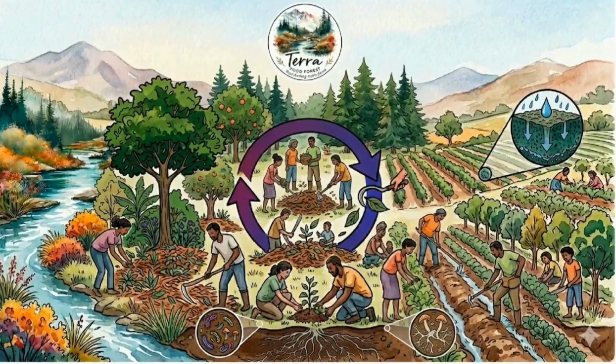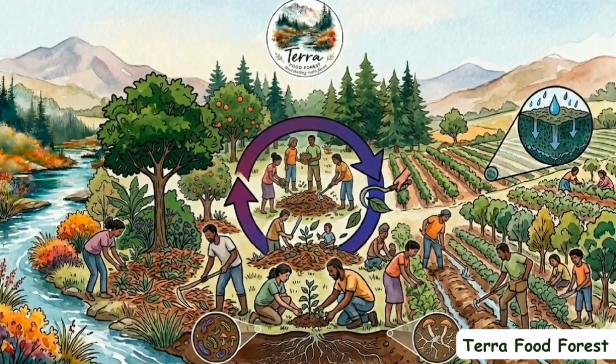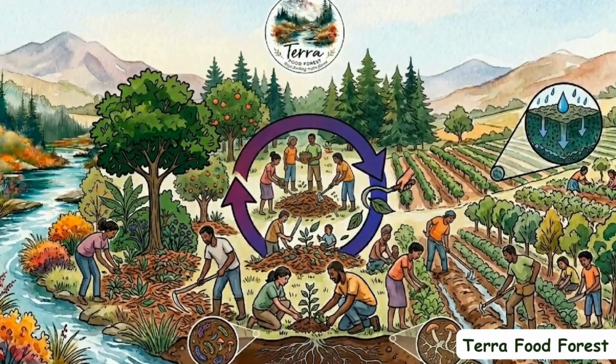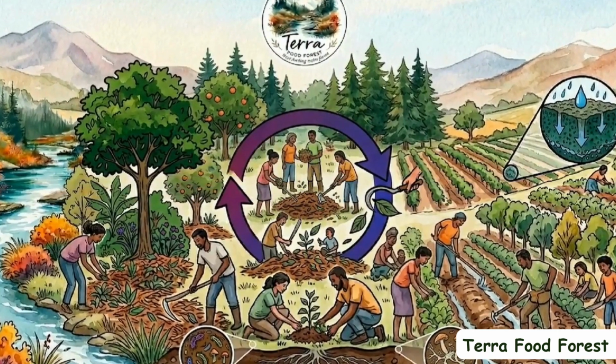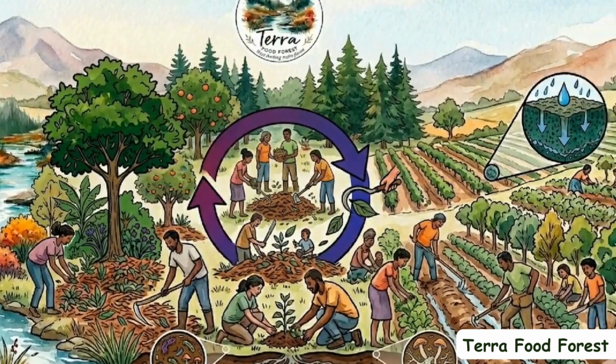This diagram shows the cyclical, community-driven ecosystem we want to build. But before we can actually heal the earth, we have to understand why the current agricultural system is failing us.